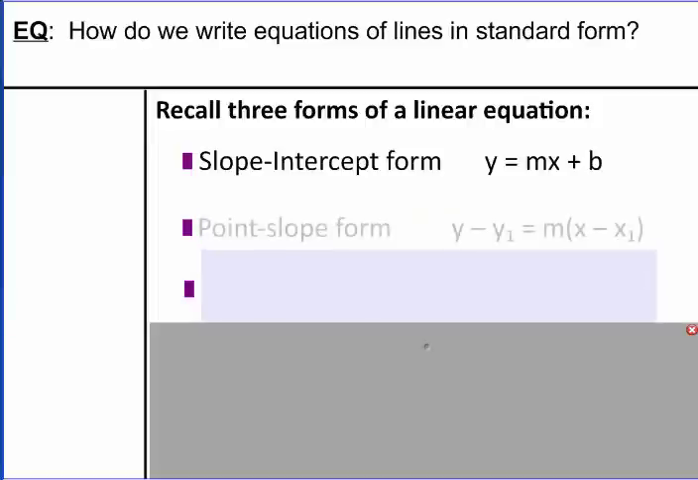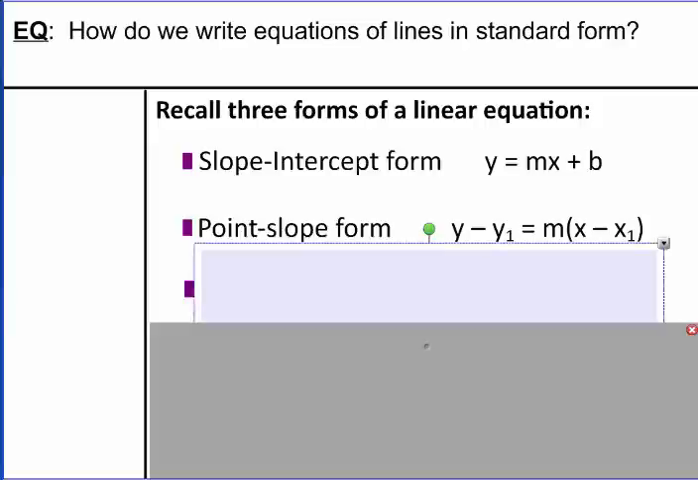The next one is point-slope form: y minus y1 equals m times x minus x1. Each of these has some significance. Sometimes one is more convenient than the other. And when you get into some other math classes, you'll see more usefulness for both of these than just simply different forms of writing equations.